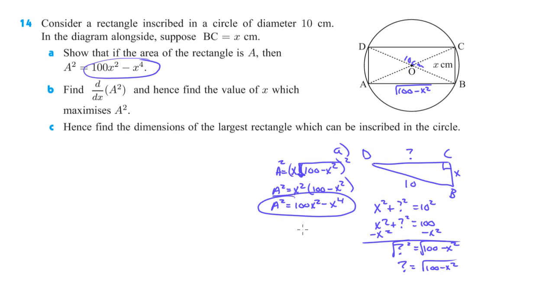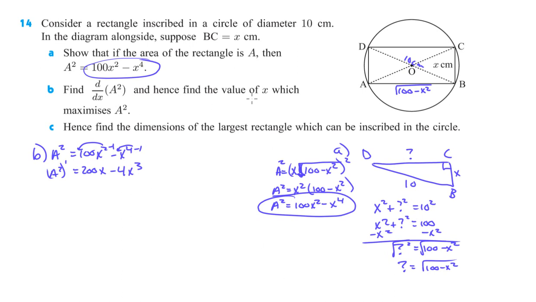For part B, find d over dx of area squared, and hence find the value of x which maximizes A squared. So that means find the derivative of this thing that we just had, right? A squared equals 100 x squared minus x to the fourth, so A squared prime is going to be 2 times 100 is 200, subtract 1 from the exponent, so it's 200x. And then 4 times 1, no, 1 times negative 1 is negative 4 x to the third. So there's our derivative, right?